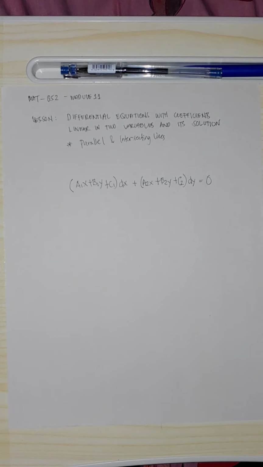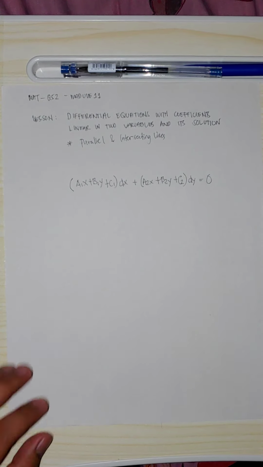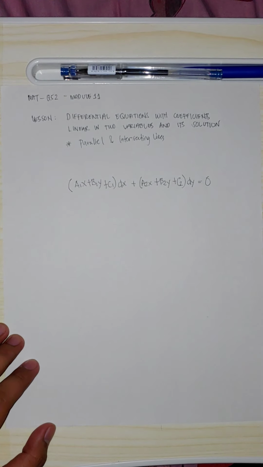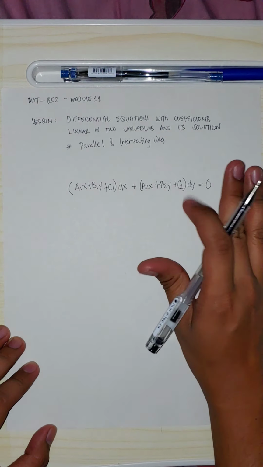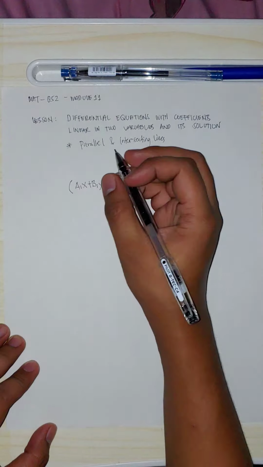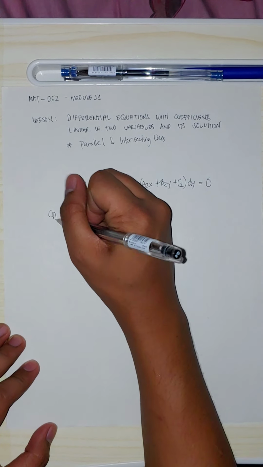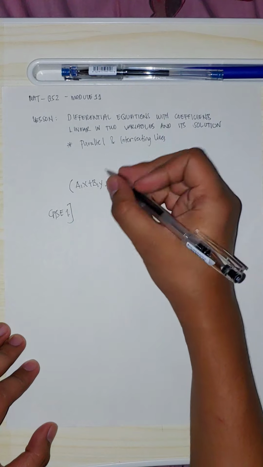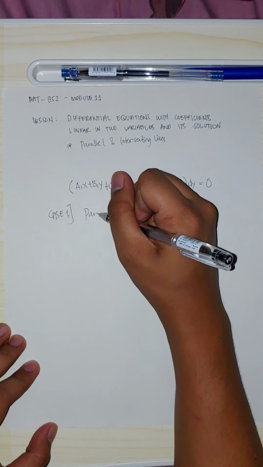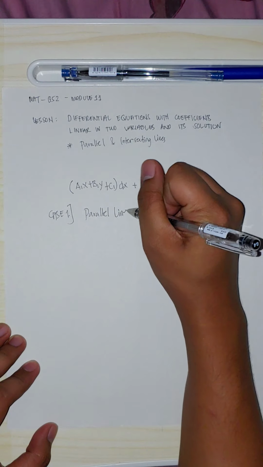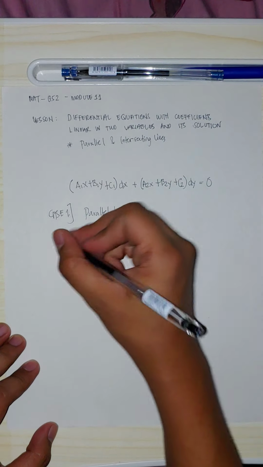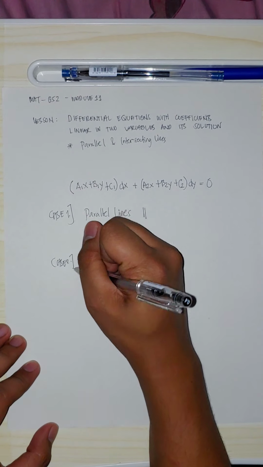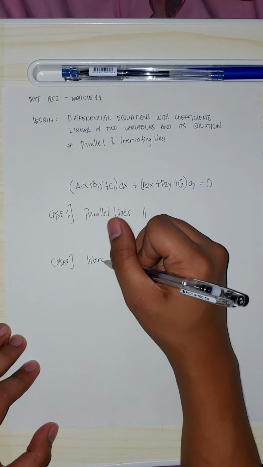lines. So first and foremost, we determine what type of line is involved in the differential equations. We have two cases for this. First, we classify what kind of differential equation it is, and then we classify which case it is. So we have two cases. Case 1 talks about parallel lines, if the differential equations shown are parallel lines. Case 2 is about the intersecting lines.